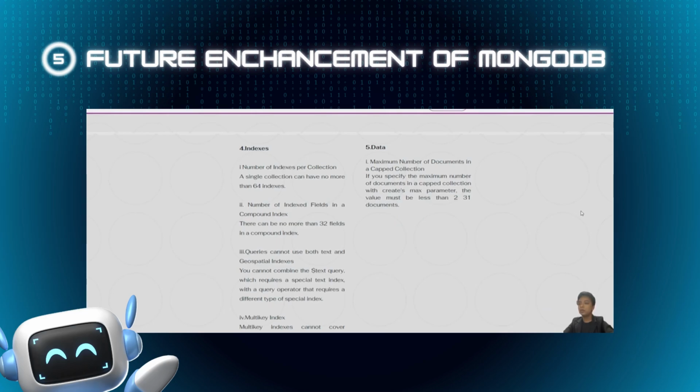Queries cannot use both text and geospatial indexes. You cannot combine a text query, which requires a special text index, with a query operator that requires a different type of special index. And finally is data. Maximum number of documents in a capped collection: if you specify the maximum number of documents in a capped collection with the create max parameter, the value must be less than 2^32 documents.